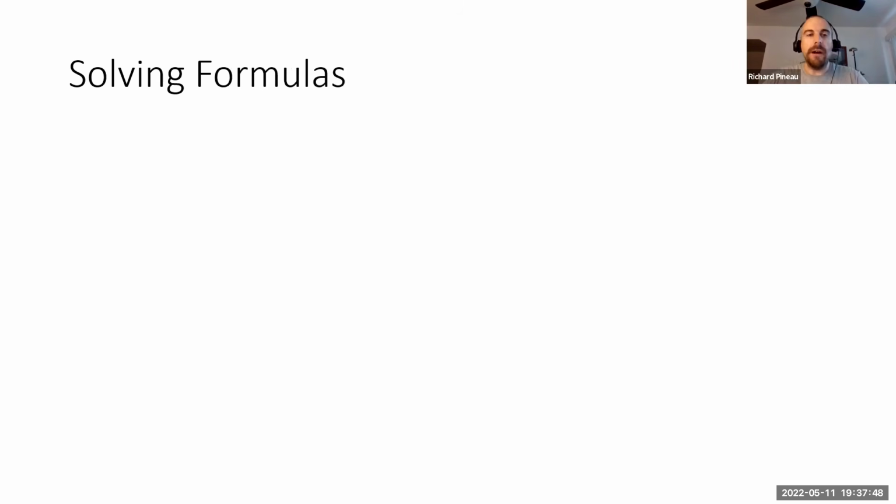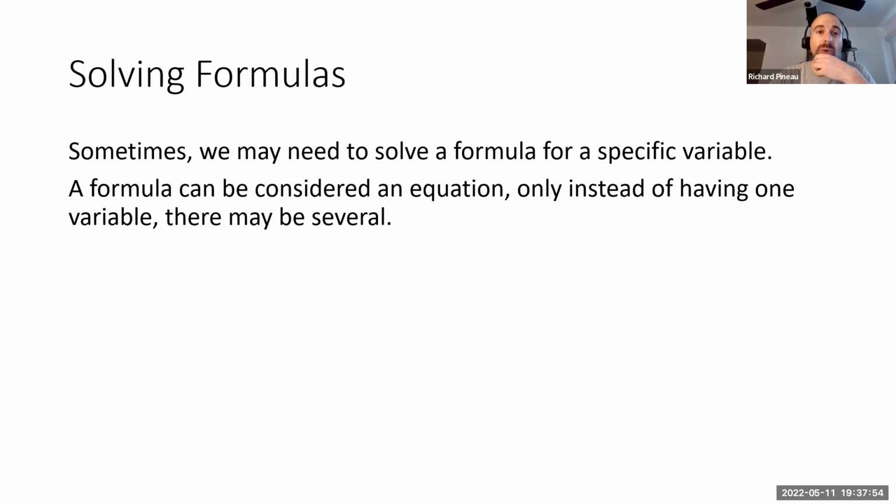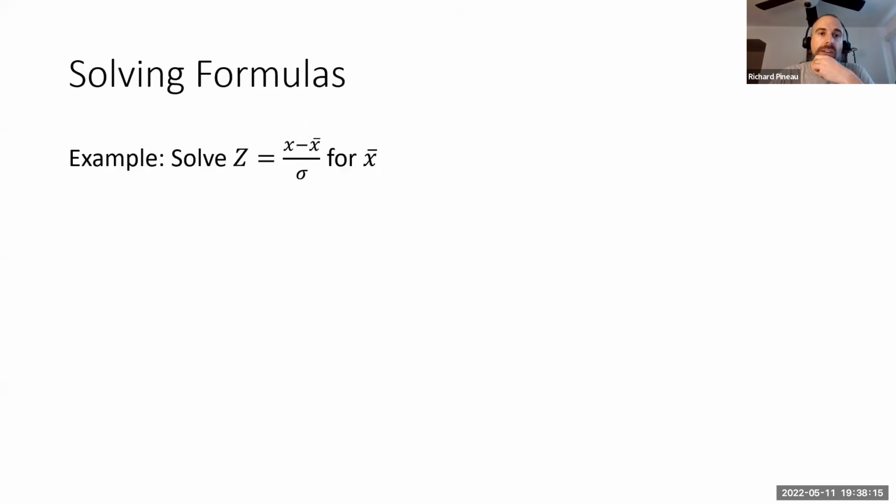Now, if we change the game on you and ask you to solve a formula, well, it really is kind of the same process as solving an equation. A formula can be considered an equation, only instead of having one variable, there might actually be several variables. Hence, we call it a formula because each variable stands for a specific value. So to solve a formula for a specific variable, we want to treat the other variables as numbers and solve like you would an equation. So let's look at an example.